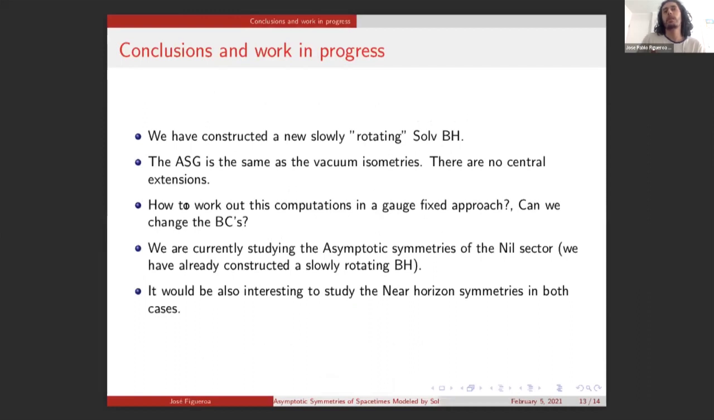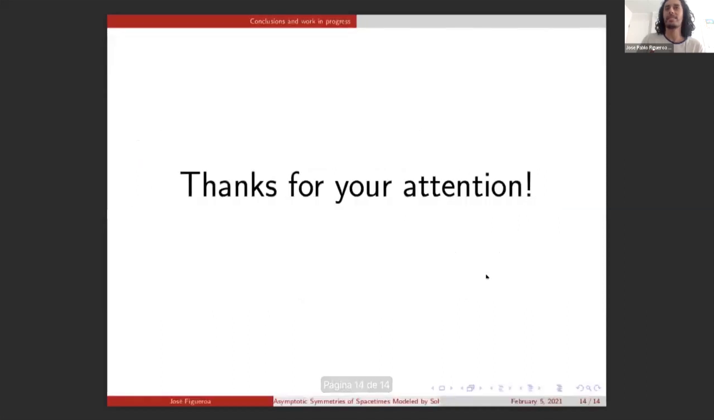Now we wonder about the following questions that are in progress. That is how to work out this computation in a gauge-fixed approach, and if we can change the boundary conditions somehow. And also we are currently studying the asymptotic symmetry of the nil sector. That is a different sector than the one I presented here, and we have already constructed a slowly rotating black hole. It will also be interesting to study the near horizon symmetries in both cases to compare with the constant curvature horizon studies. And that's it. Thank you for your attention.